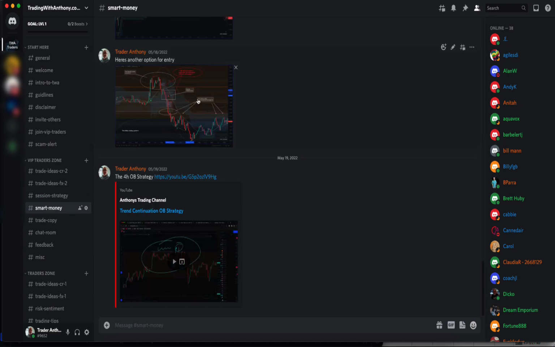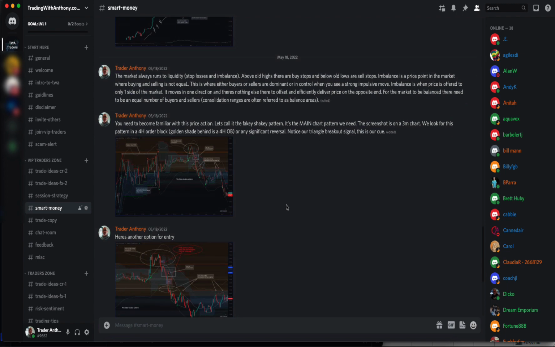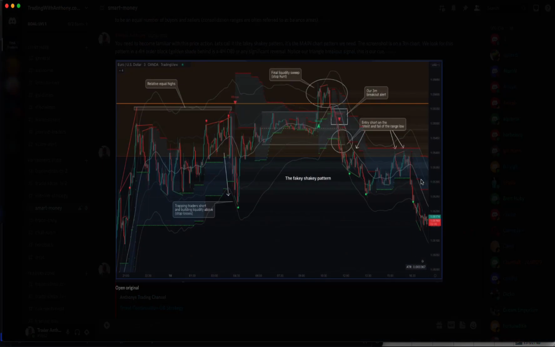And if you go in here, you're going to see some videos and some educational material on this price action that I've marked up in here. You can see it explains everything. This is typical market maker algorithms pricing the market here. So we want to look for this on the lower time frame.